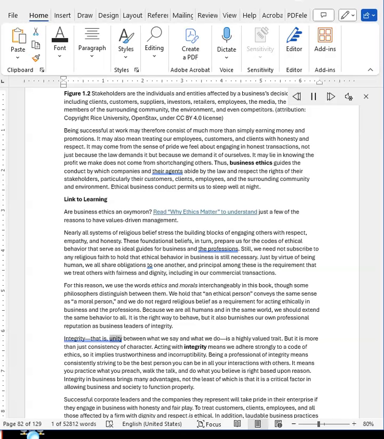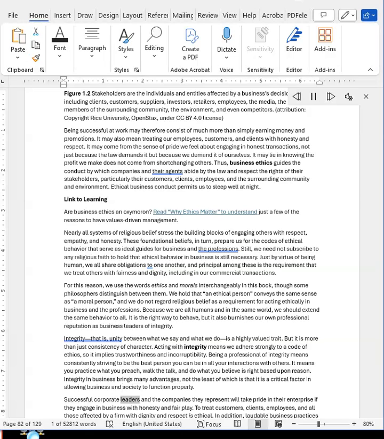Integrity, that is, unity between what we say and what we do, is a highly valued trait. But it is more than just consistency of character. Acting with integrity means we adhere strongly to a code of ethics, so it implies trustworthiness and incorruptibility. Being a professional of integrity means consistently striving to be the best person you can be in all your interactions with others. It means you practice what you preach, walk the talk, and do what you believe is right based upon reason. Integrity in business brings many advantages, not the least of which is that it is a critical factor in allowing business and society to function properly.